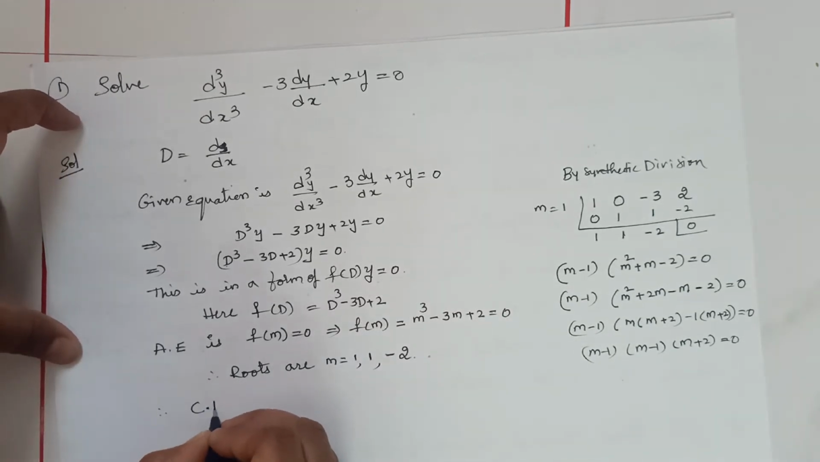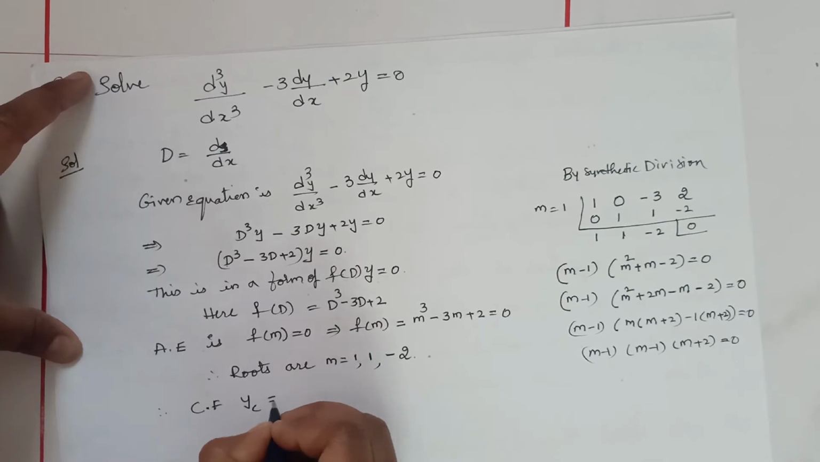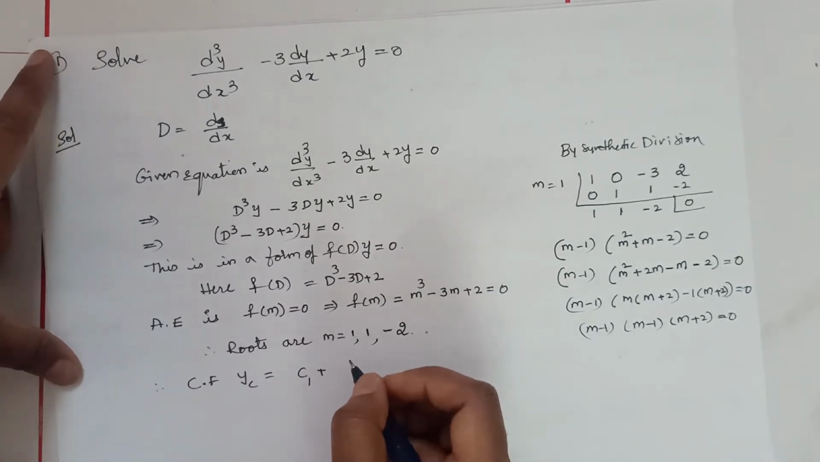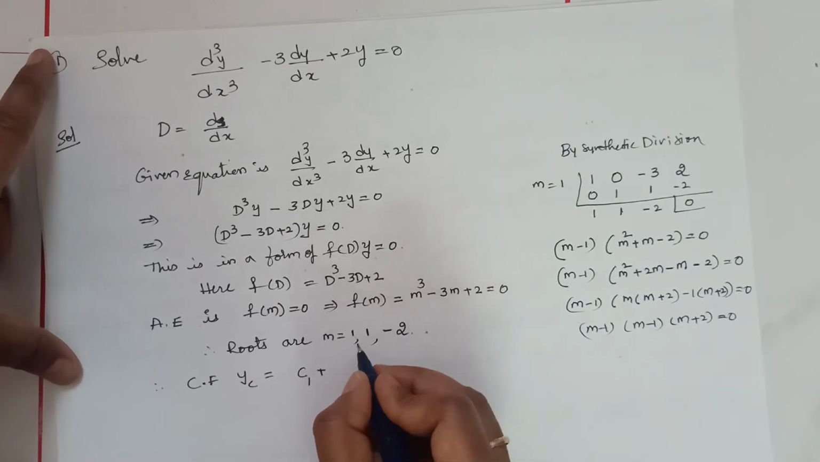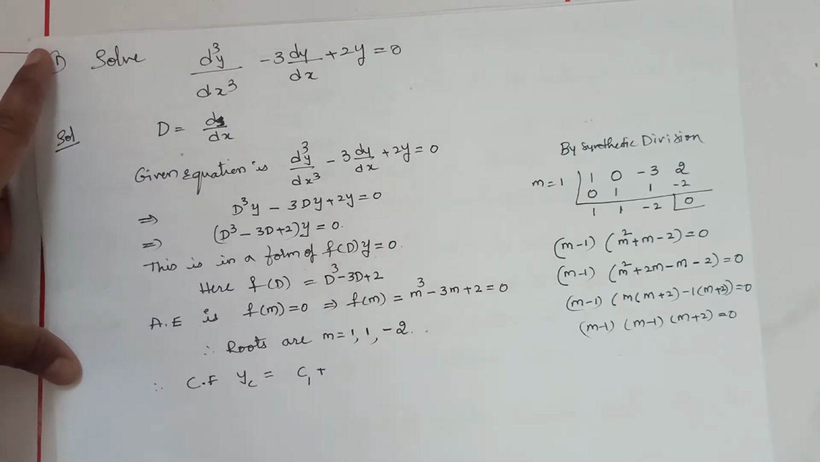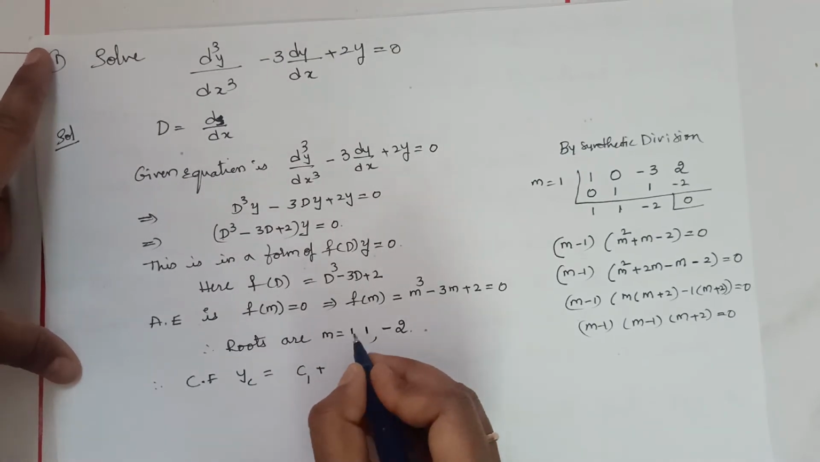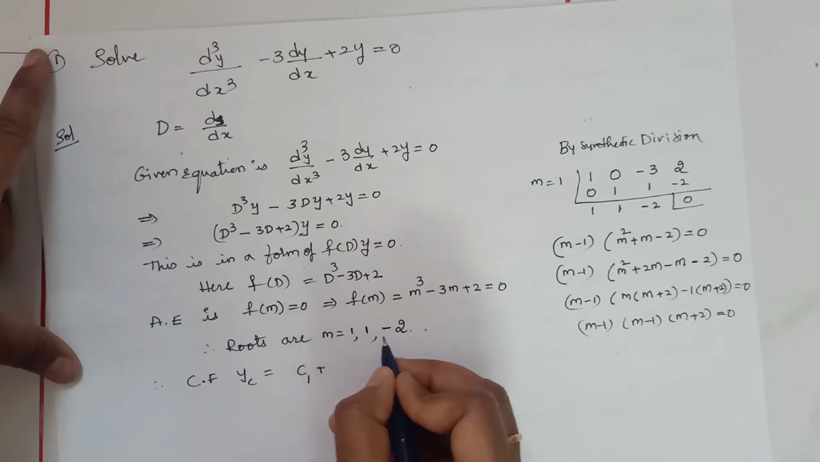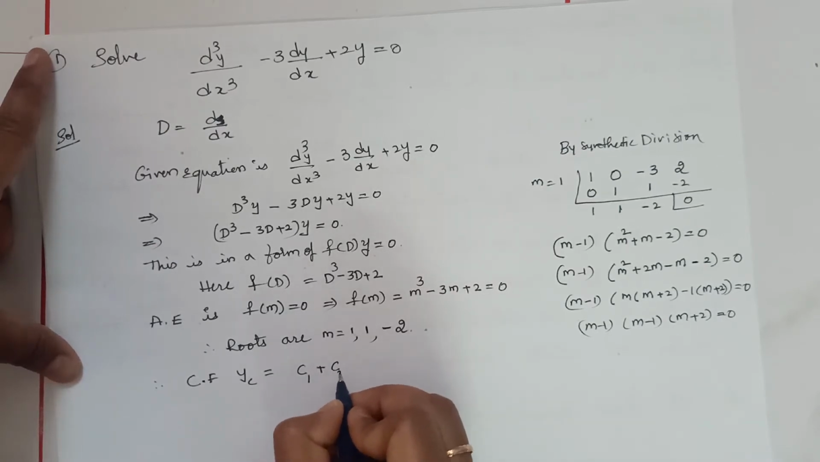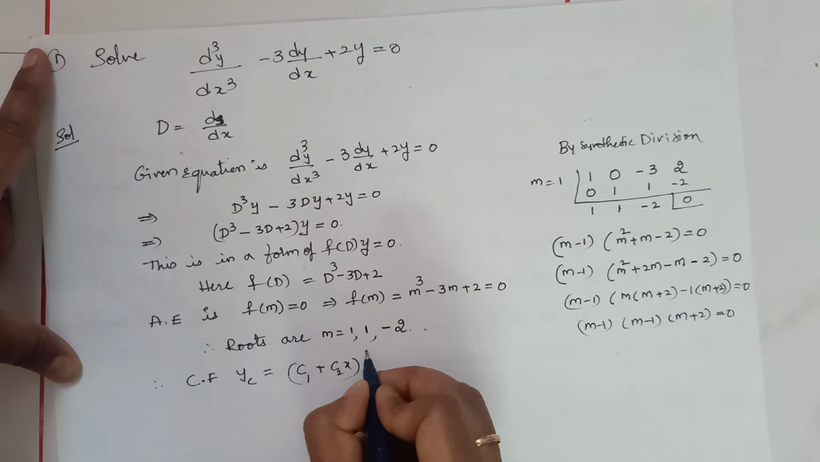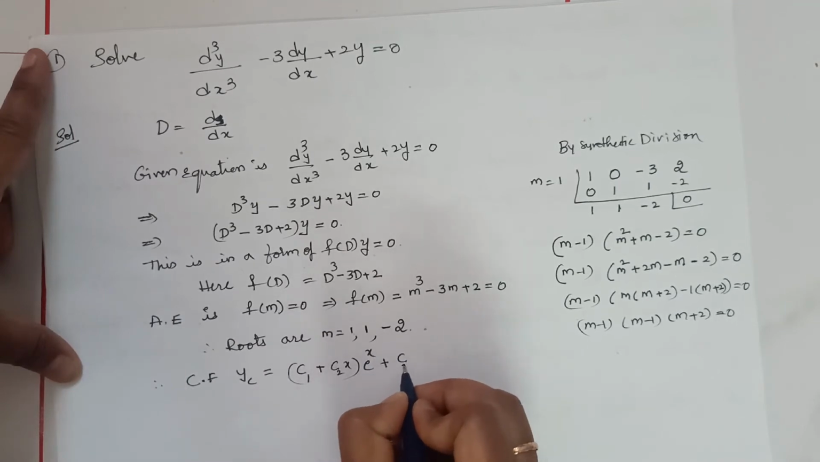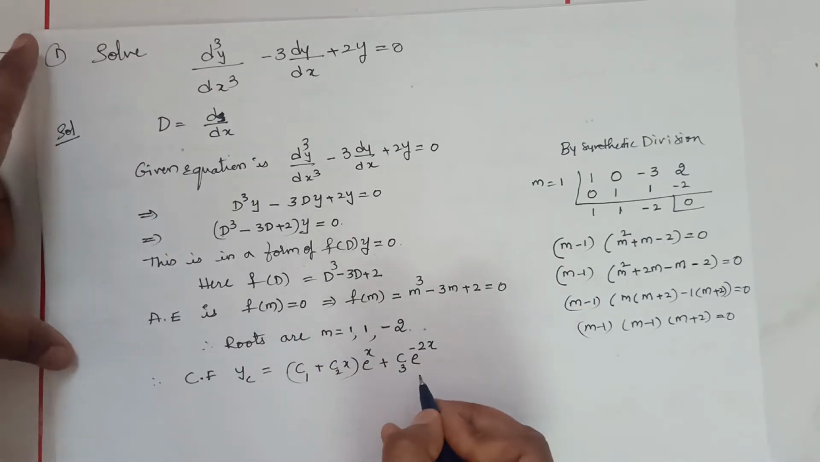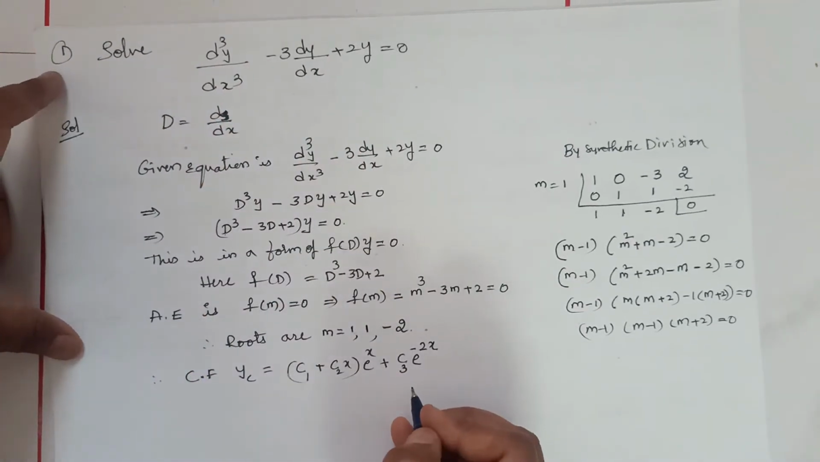Therefore, the complementary function yc is equal to c1. We have a formula to get the complementary function. When the roots are real and different, c1... but here the first 2 roots are equal, and this is a different root. So, c1 plus c2x into e power x plus c3 e power minus 2x. This is the complementary function of the given differential equation.